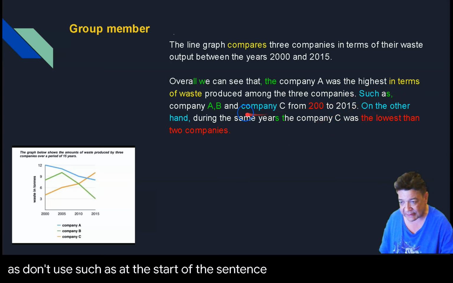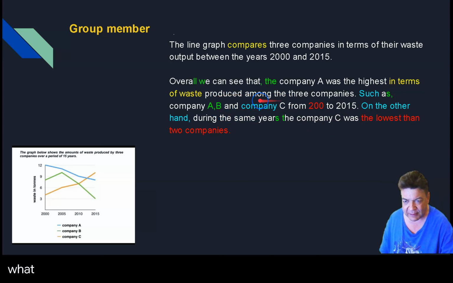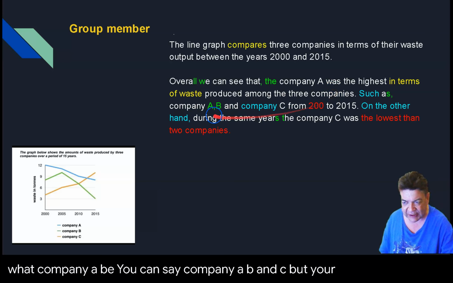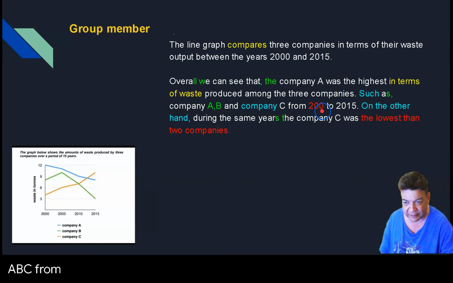Blues, yeah, that's a bad connector. Such as company A, what? Company A, B, and company C. You could say company A, B, and C, but you're saying "such as company A, B, and C from 200 to 2015." What? That's not a complete sentence.